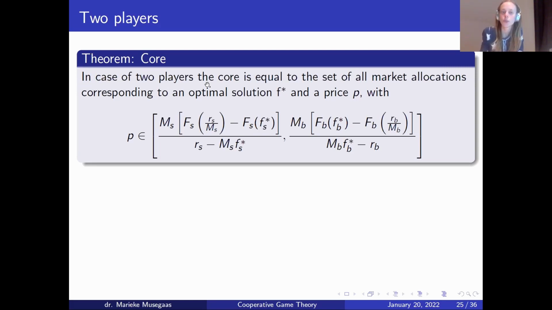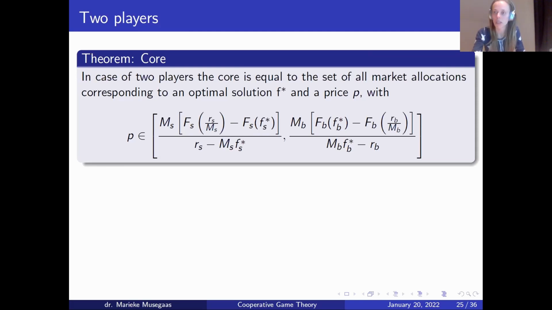Then we showed that we can find a certain interval, basically this lower bound and the upper bound, so the lower bound for the seller and the upper bound for the buyer. And we can show that this lower bound is always smaller than this upper bound. And thus a market allocation is always possible. Doesn't matter what the input is, as long as you have 2 players, there is always a market allocation, and this market allocation always belongs to the core. Okay, interesting. So in case you have two players, then cooperation is always beneficial. They will always agree with this cooperation.